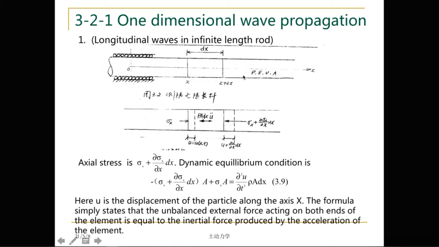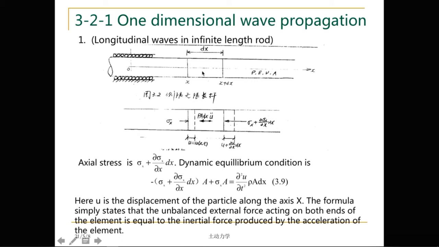Then the material properties, density, Young's modulus, Poisson ratio, and the cross-section area are given. And the axis is X. We select a small element. The left coordinate of this element is X. The right coordinate of it is X plus dX. That means the length of it is dX.